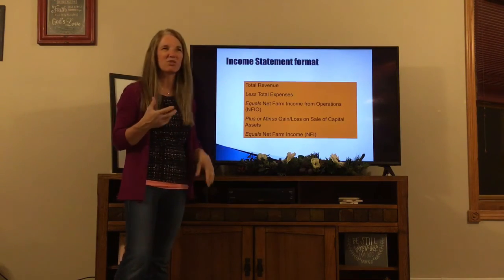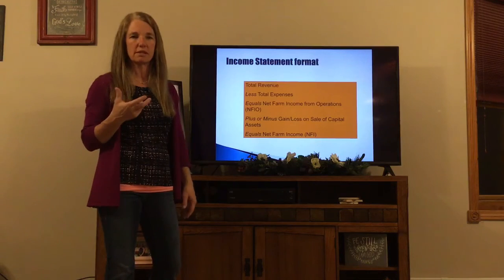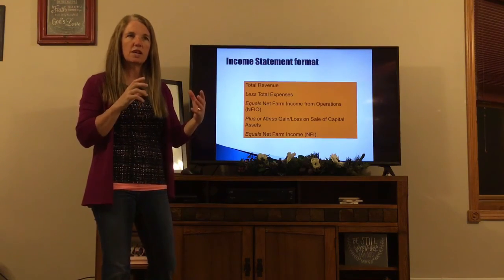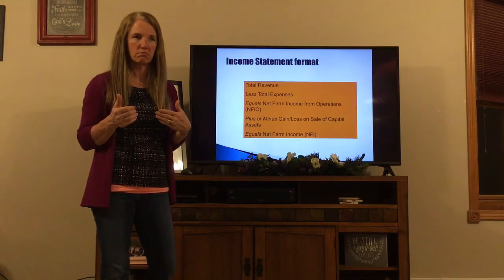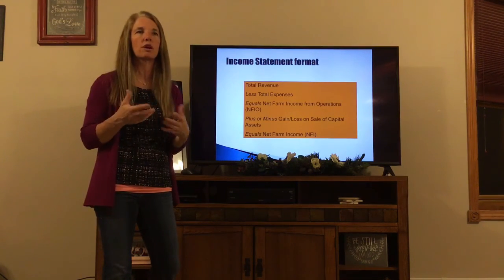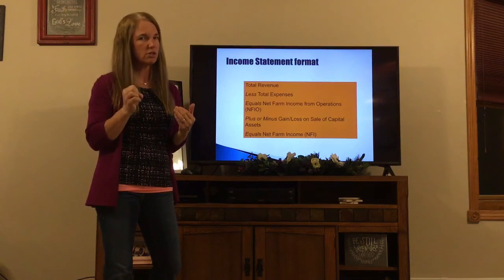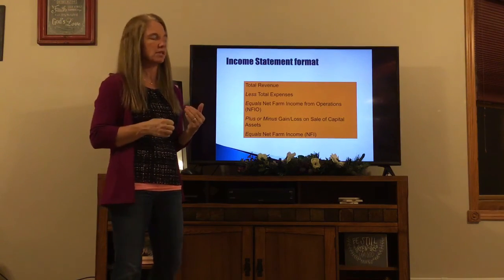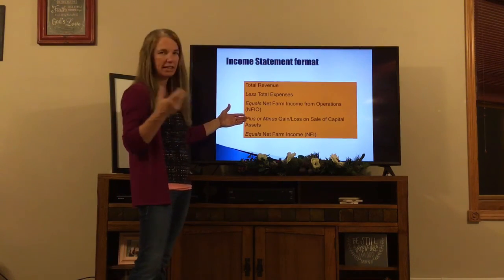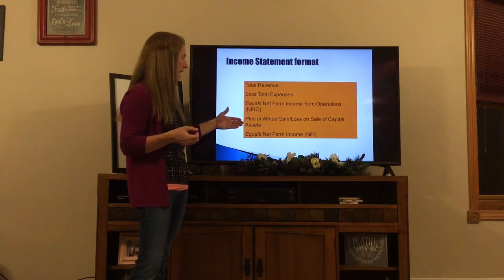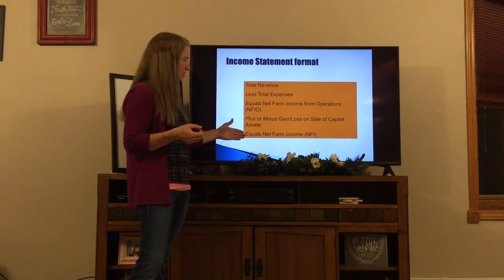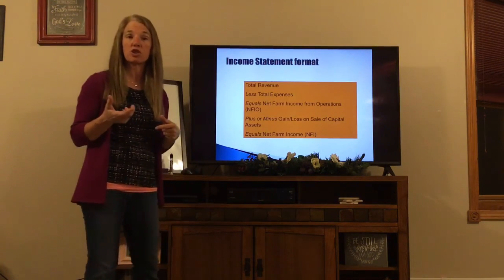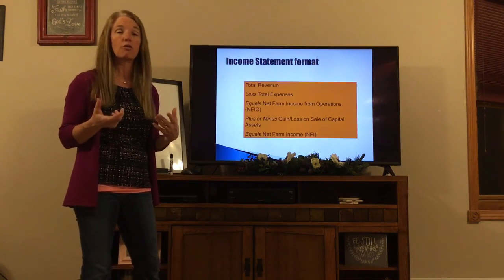But then we're going to have those things that we have done in our business where we've sold some machinery that we've had for a while in the farm, or we've sold something that's more of a capital asset. Those things are still going to get included. They're just going to have their own section. So if we have any gains or losses on the sale of capital assets, that's going to go in its own bottom section at the bottom. And that gives us our bottom line net farm income, which tells us, have we made any profit or not?